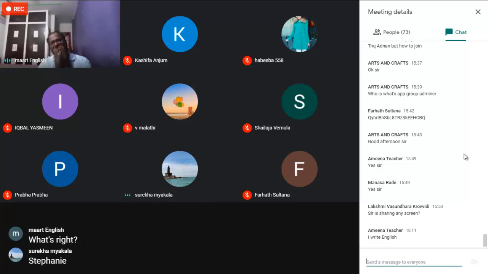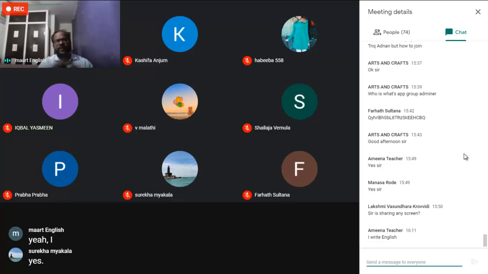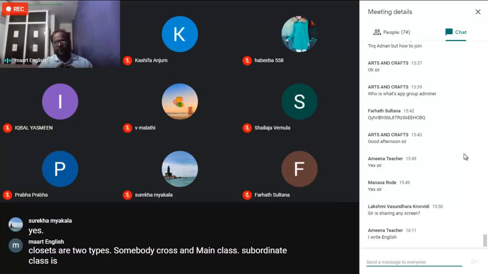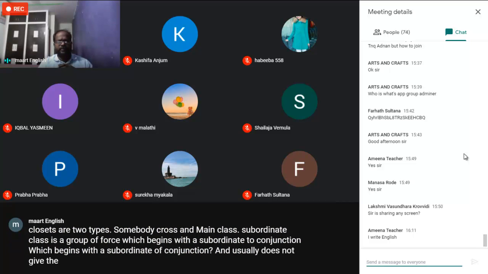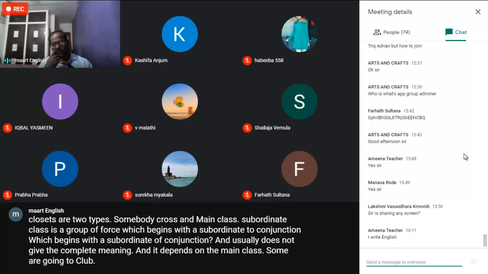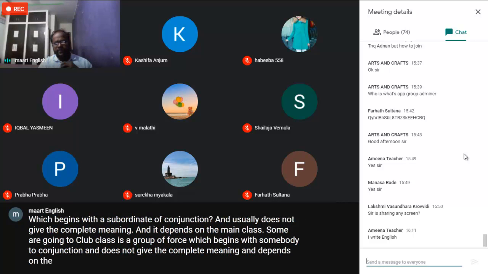Which depends on the main clause, yes. Clauses are of two types, subordinate clause and main clause. A subordinate clause is a group of words which begins with a subordinate conjunction, usually does not give the complete meaning, and depends on the main clause for the meaning.